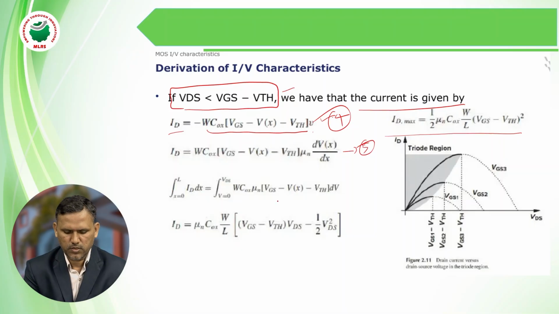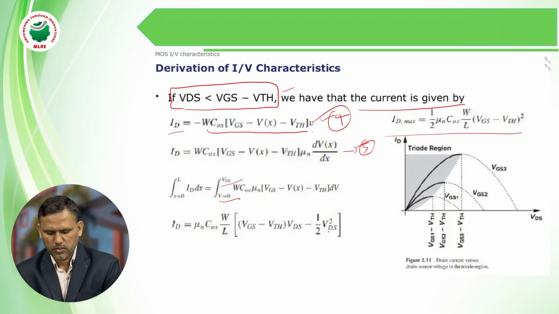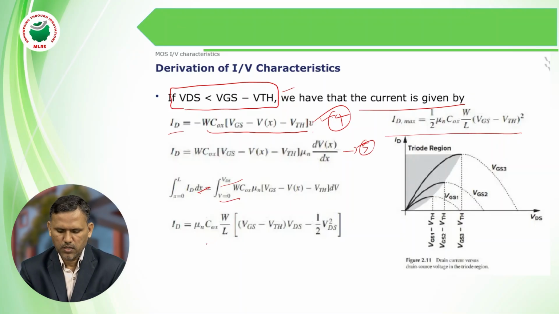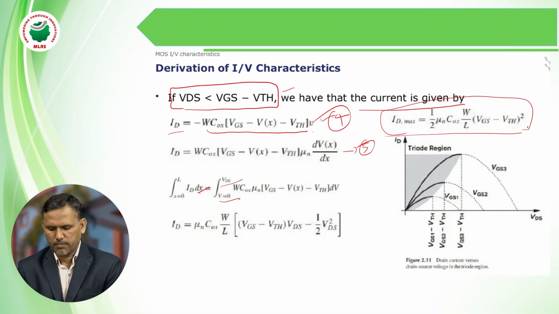Now apply integration on both sides with respect to dx. Then after simplification of this, integration from V equal to 0 to VDS, constants. Here integrated with respect to dx. And at the end, you can observe this is the final equation for our drain current, the maximum drain current flow from the drain to the source.